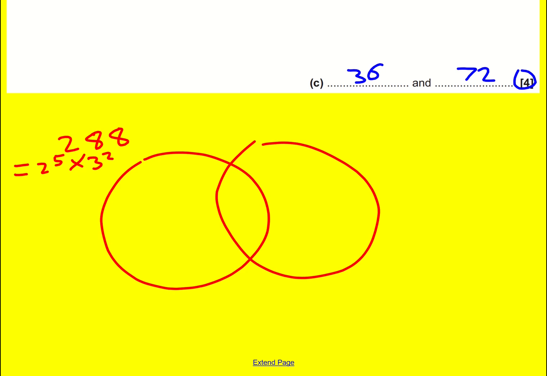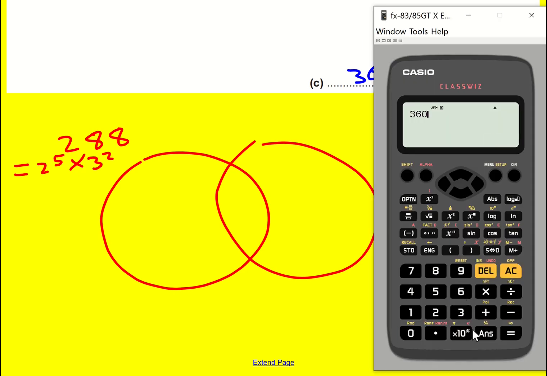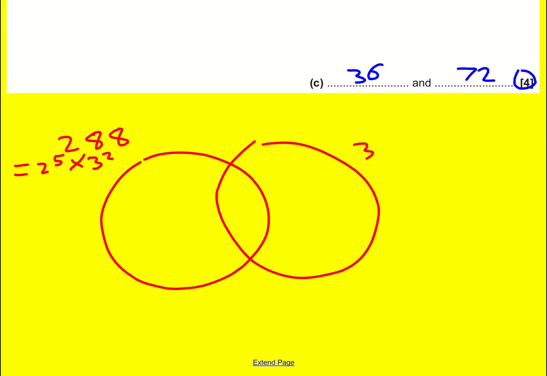And I can do the same for 360. 2 cubed times 3 squared times 5. And then what do I mean by the overlap? The overlap is where I've got these common factors.